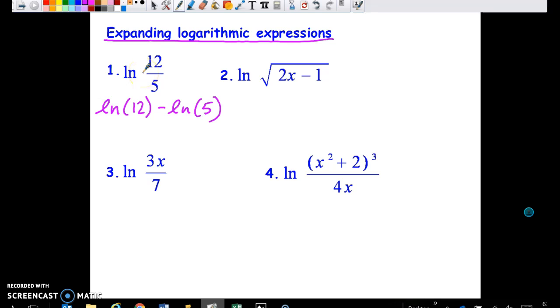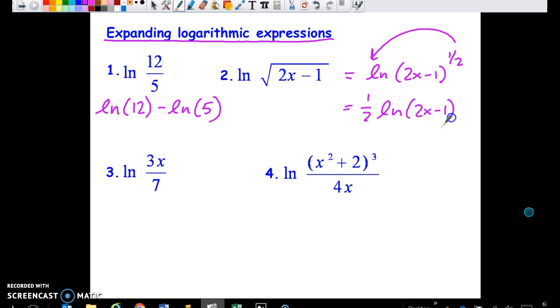So when I divide by the same base, you subtract the exponents. The natural log of the square root of 2x minus 1 is like the natural log of 2x minus 1 raised to the 1/2 power. Move that 1/2 out front: 1/2 the natural log of 2x minus 1.